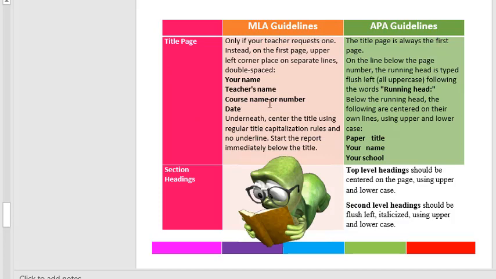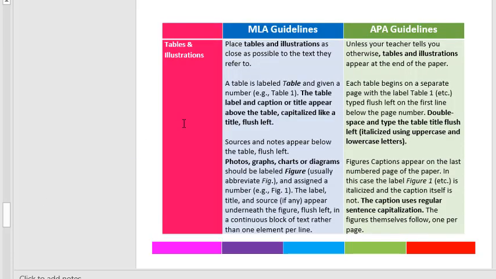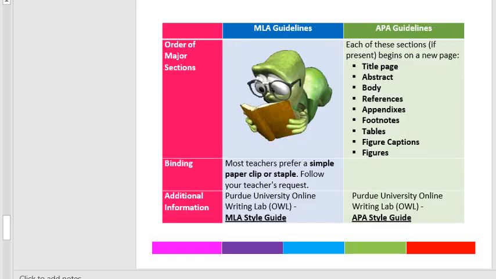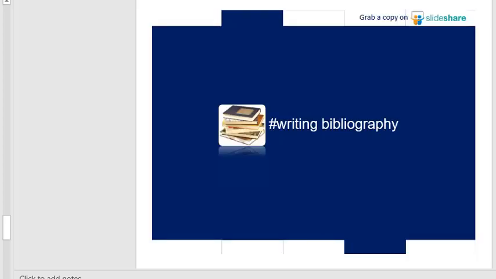Now the title page: your name, teacher name, course name, number or date. In the APA guidelines, the paper title, your name and your school should be in this format. Then heading sections: top level headings, second level headings, different types of headings, tables and illustrations about MLA and APA guidelines. You should study it in the video. Place tables and illustrations as close as possible to the text they refer to. Now this is the order of major sections, binding, and additional information.